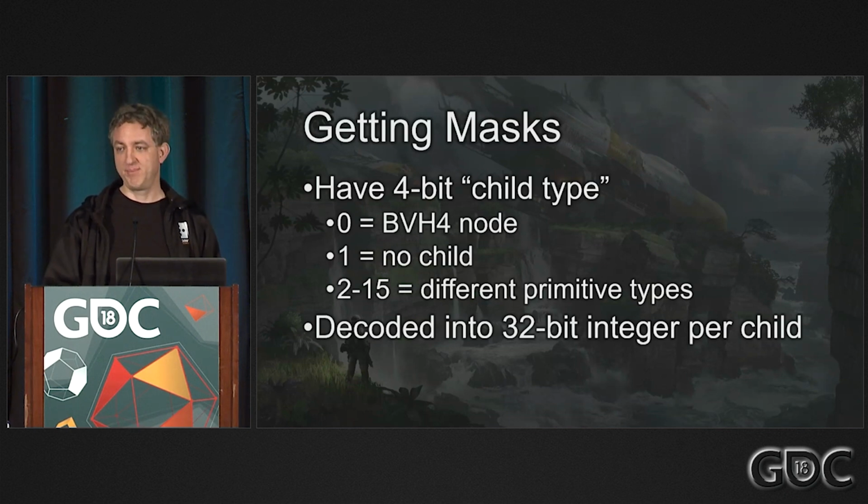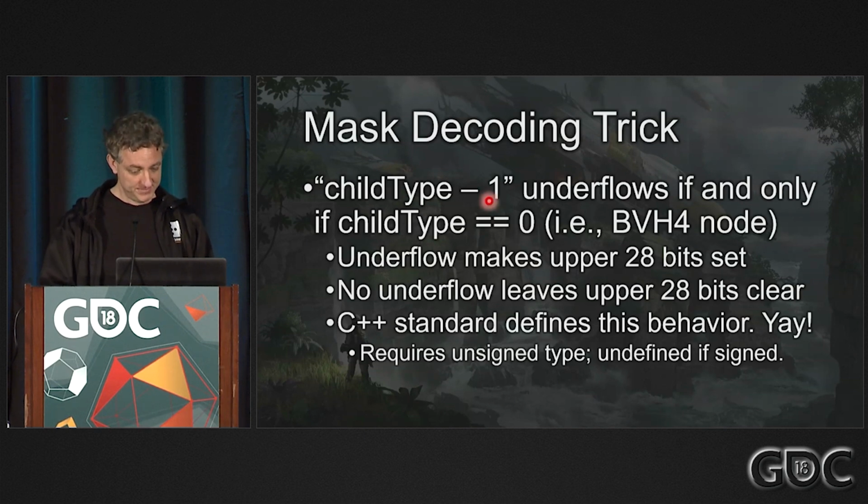So how do we get those masks? Well, we have that 4-bit child type we saw back at the beginning. We encode it this specific way: 0 is a node, 1 is empty, and the rest are different primitive types. And we decode that into a 32-bit integer per child using this. The child type minus 1 underflows if and only if it was 0. And that makes the upper 28 bits all set. And no underflow means the upper 28 bits are all clear. And this is defined behavior as long as you use unsigned types. So don't use signed integers for this.